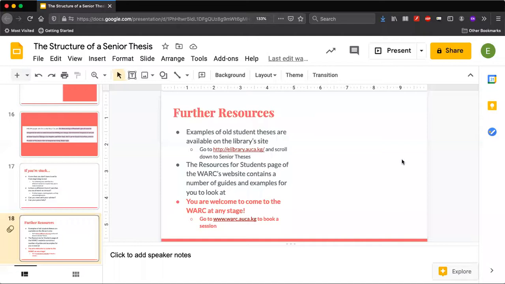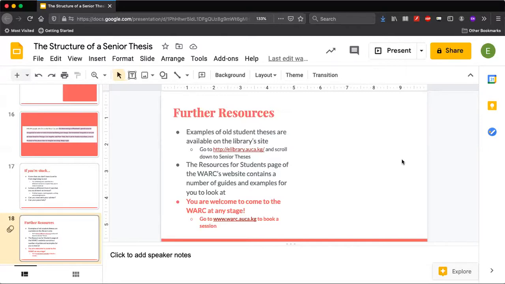I also want to highlight the resources for students page on the WARC's website. So if you go to warc.uca.kg, and you scroll down, you'll see a resources for students page. That has a lot of resources, as the name suggests, on writing in general, but also specifically a lot of advice for senior thesis writers and examples of senior theses. So that might be helpful to you as well.